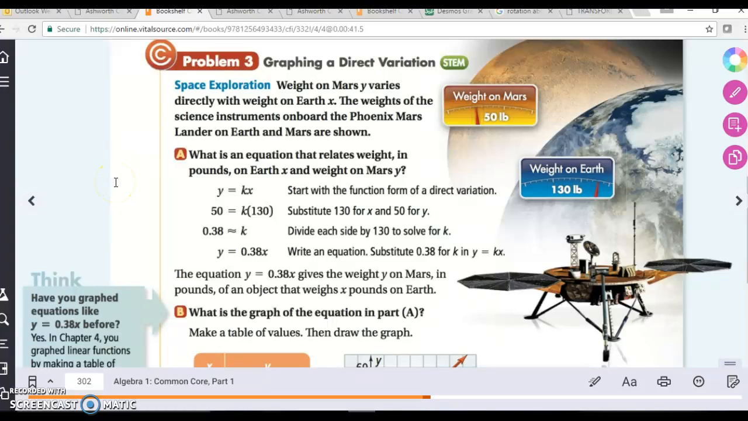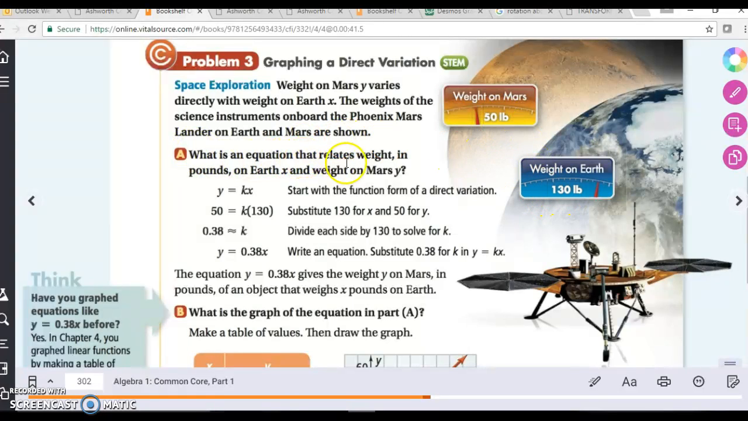Okay, let's take a look at problem 3. Graphing a direct variation. Space exploration. Weight on Mars, Y, varies directly with weight on Earth, X. The weights of the science instruments on board the Venus-Mars lander on Earth and Mars are shown. So the weight on Mars and then the weight on Earth. This is 50 pounds and this is 130 pounds.